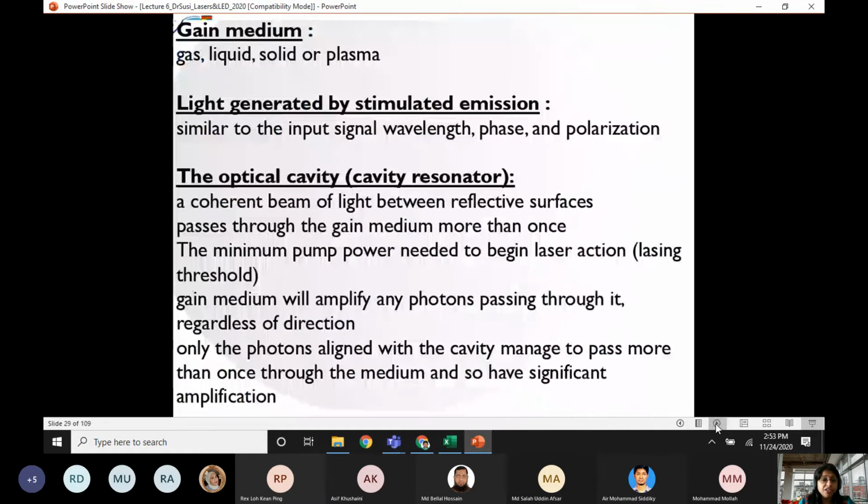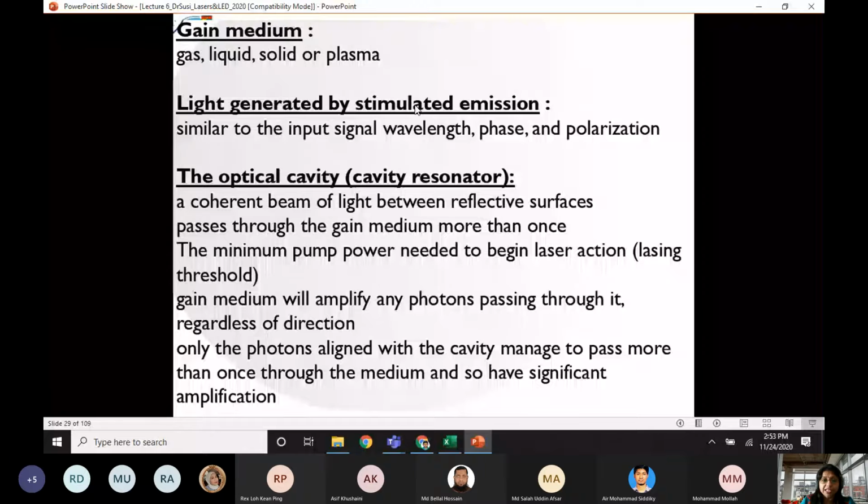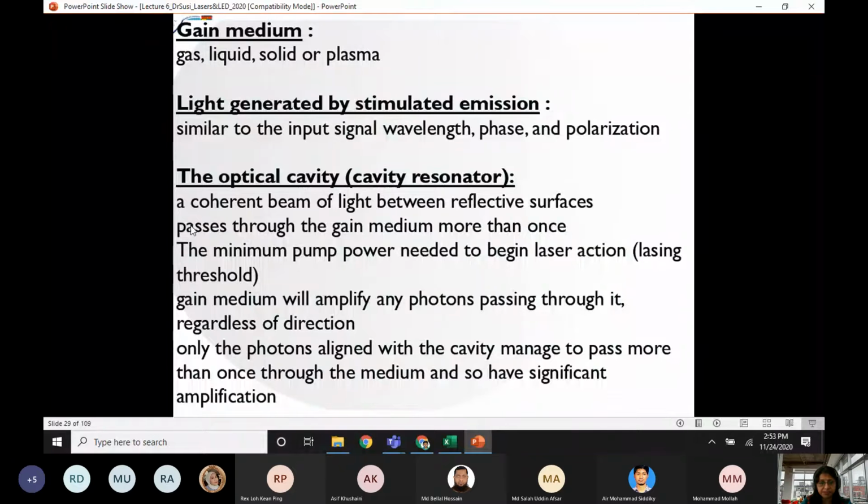And the light generated by stimulated emission is similar to the input signal in wavelength, phase, and polarization. That means it is coherent. And the optical cavity, or the Fabry-Perot étalon, we call it the cavity resonator. It is a coherent beam of light between the reflective surfaces. It passes through the gain medium more than once.